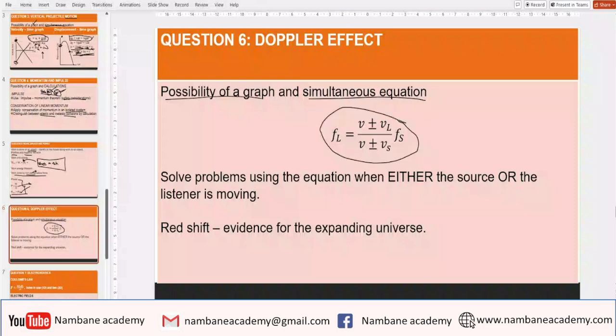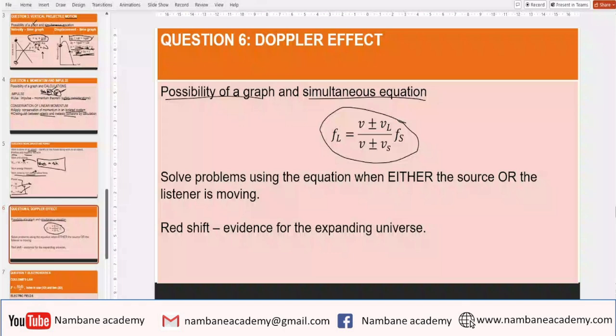What is it that is going to be asked? It is either the source will be moving or the listener will be moving, or the source will be stationary and then the listener will be moving. So one of them needs to be moving. There is no question where they will be both moving. It is out of syllabus. We cannot give it that.